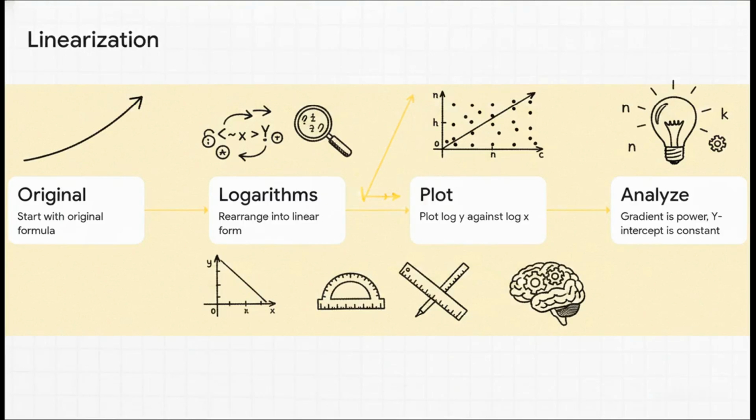But what if nature doesn't give you a straight line? What if your physical law is some exponential curve? We can actually use mathematical judo to force a curve into a straight line using logarithms. If you have a law like y equals k times x to the power of n, you just take the log of both sides. It magically rearranges into the standard straight line format, y equals mx plus c. Plot log y against log x, and boom, your gradient reveals the hidden power n, and your y-intercept unmasks the constant k. It's basically reverse engineering reality.